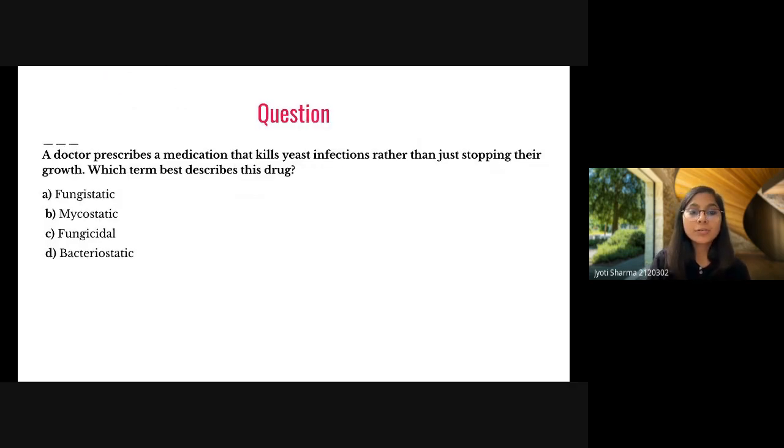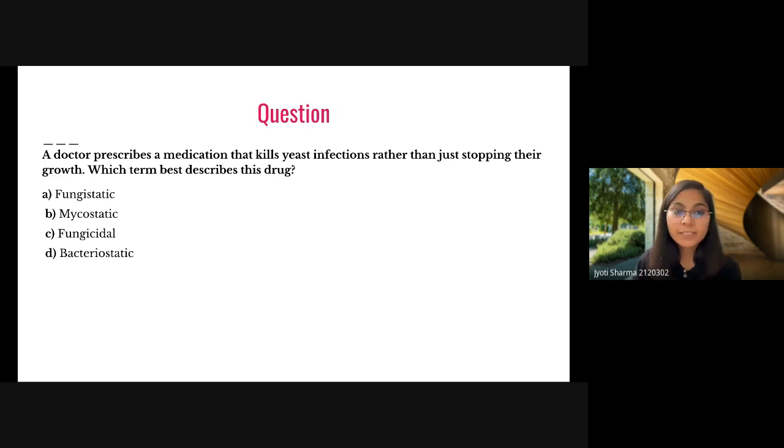Okay, the next question is, a doctor prescribes a medication that kills yeast infection rather than just stopping their growth. Which term best describes this drug? So, for example, if we took a medicine that is not only stopping the growth, but also killing the yeast infection that we had on the skin, that classification of drug will come under what? So we have four options: fungistatic, mycostatic, fungicidal, and bacteriostatic.